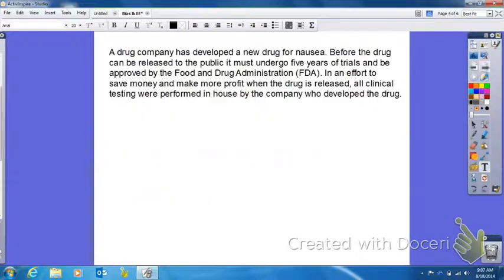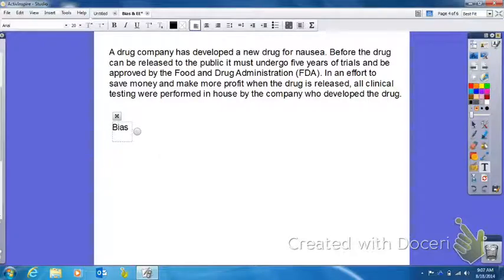All right. Here we have some scenarios. A drug company has developed a new drug for nausea. Before the drug can be released to the public, it must undergo 5 years of trials and be approved by the FDA. In an effort to save money and make more profit when the drug is released, all clinical testings were performed in-house by the company who developed the drug. So, is this bias or is this experimental error? Okay, this, of course, is going to be bias.